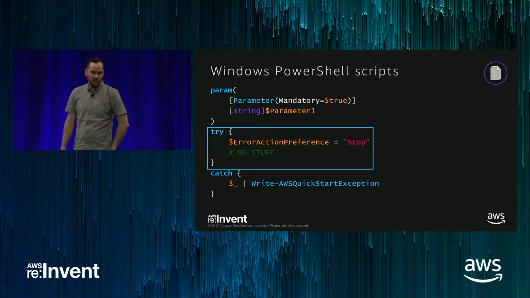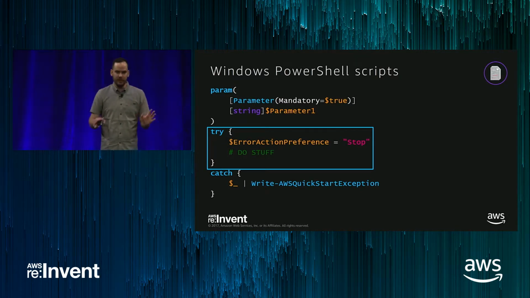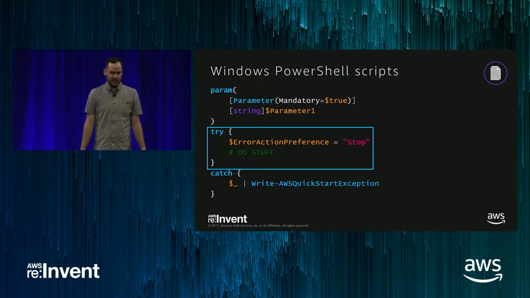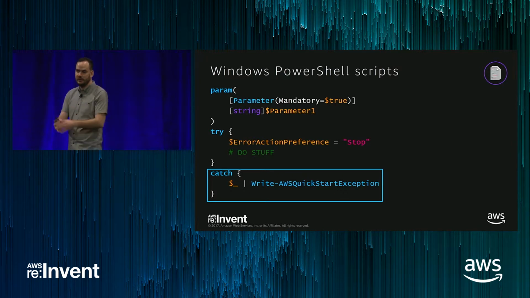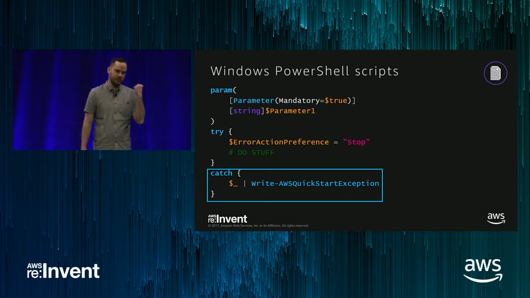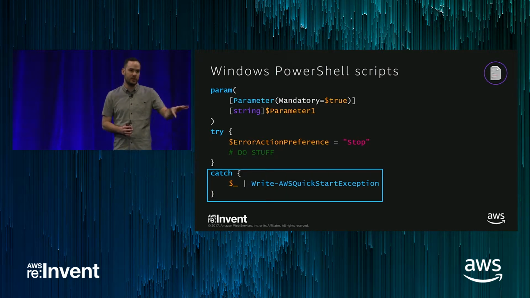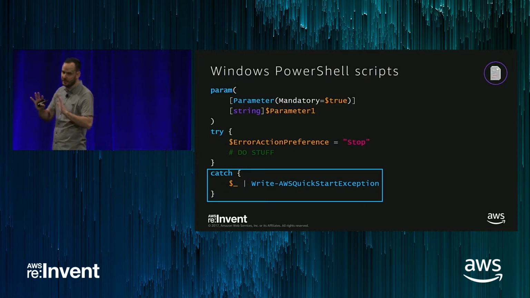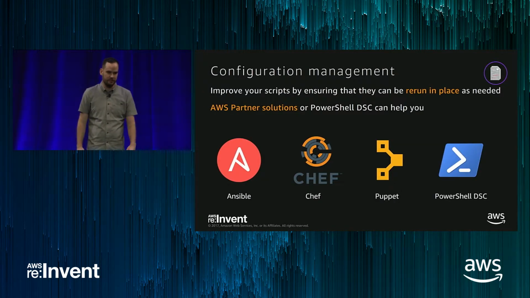Then you move on to the try block. You want to set error action preference to stop, so you can catch any non-terminating errors. Then you do whatever configuration you need to do as part of this instance that's executing the script. If any error happens, it goes right to the catch block. The exception is caught and then is fed over to the commandlet that we talked about earlier, which catches an exception, processes that exception, saves a copy in the Windows logs, and then sends a signal to CFN to tell it to halt the stack. There's a problem in this particular step of the execution. So this is a good pattern to follow in the scripts.